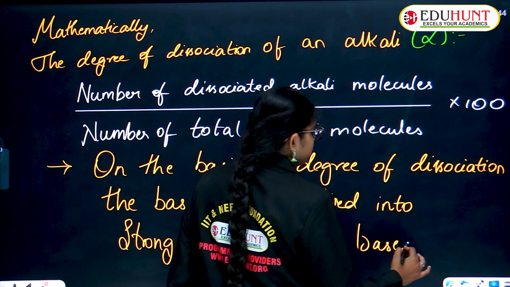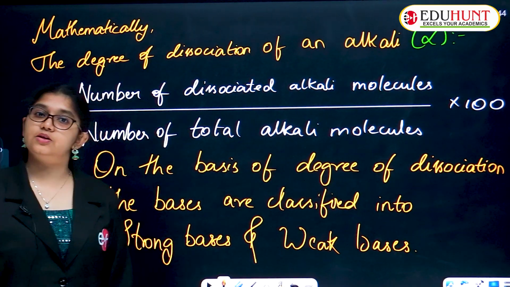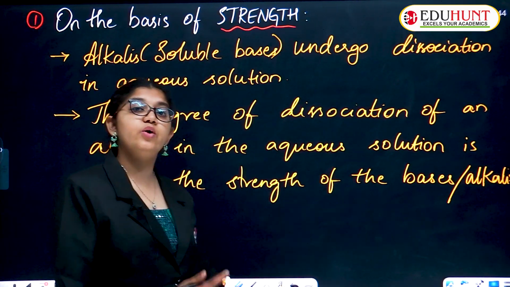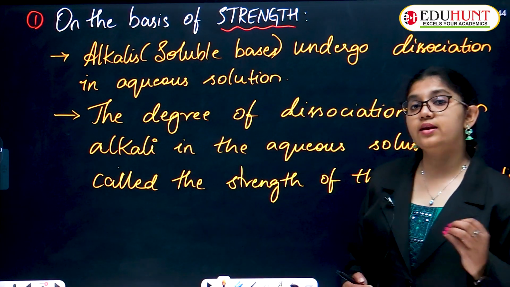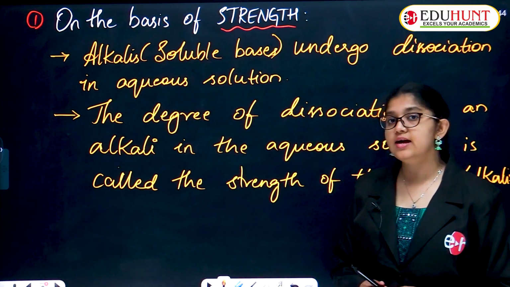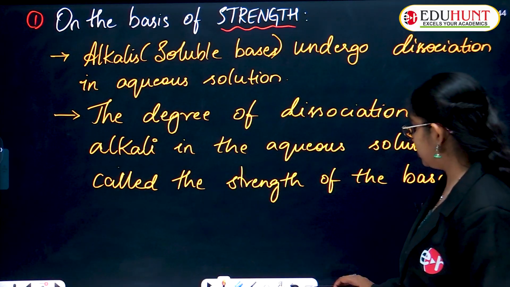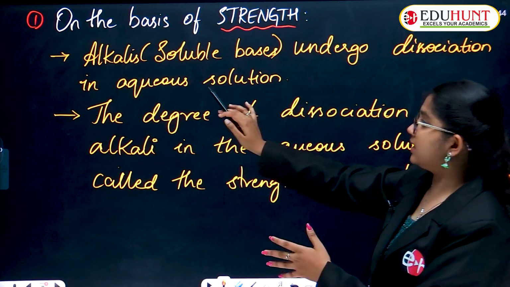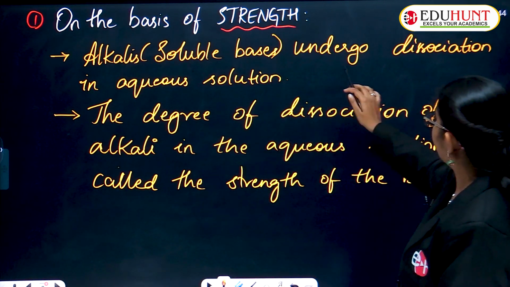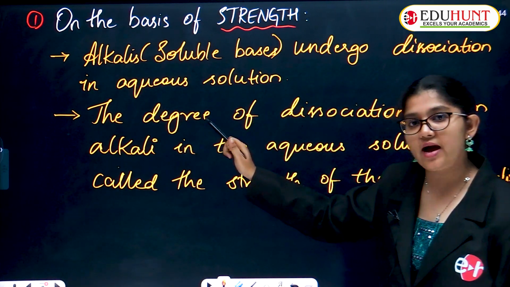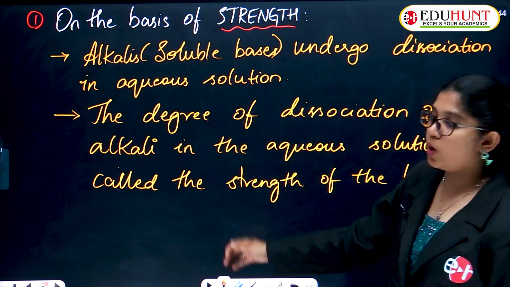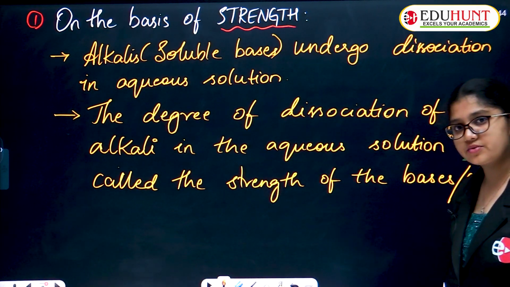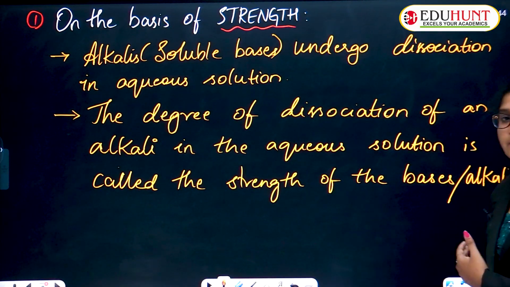So how are we going to derive strong and weak base based upon strength? How can we calculate the strength of a particular base? It is based upon the value of the degree of dissociation. Once again, alkalis, which means the soluble bases, undergo dissociation in the aqueous solution. The degree of dissociation of an alkali in the aqueous solution is called the strength of a base or the particular alkali.